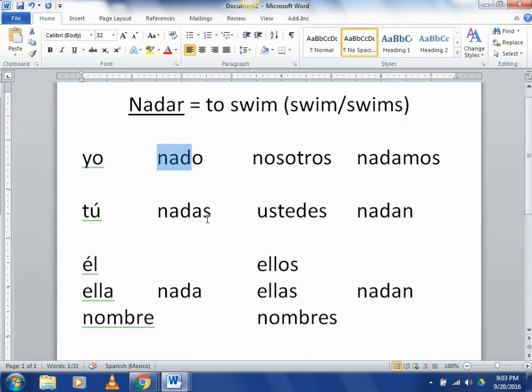So students are going to have to commit this to memory. We don't want a situation where they're putting nadamos with the pronoun tú, or nado with the pronoun ellos. Those forms would be incorrect. That would be like saying in English, I swims every day.